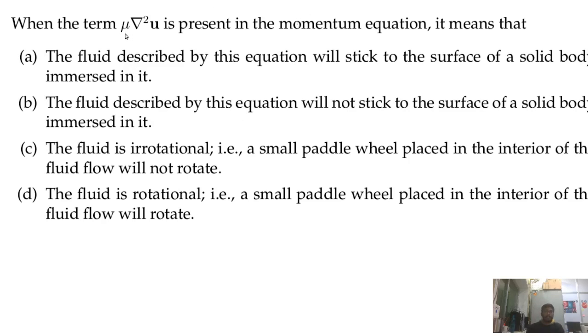So basically, if this mu grad square u is present there, that means you have the viscosity present. If it is a viscous fluid, then there will be sticking, so this is correct. And if there is viscosity, that means there is some rotationality. So the fluid is rotational, and when the fluid is rotational, the paddle wheel must be rotating, because the fluid is imparting some rotation on the paddle wheel. So A and D, both of them will be the correct answer.